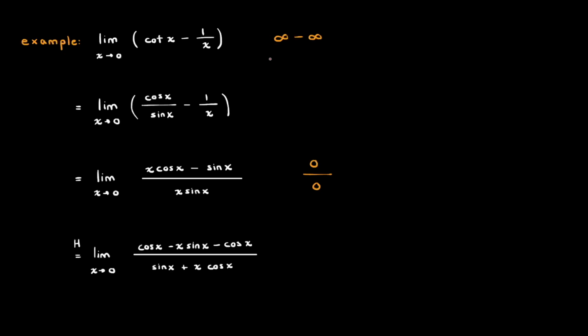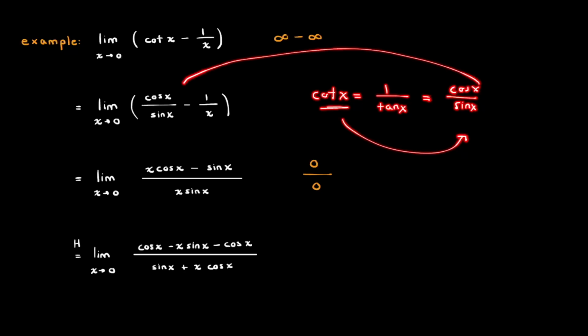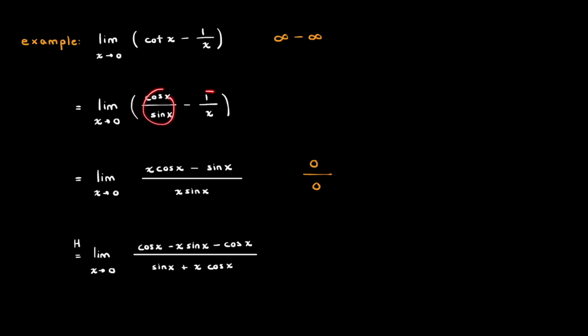Now here, it might not be as clear on how to get this into one big fraction, but just keep in mind that cotangent is 1 over tangent. And then you can also replace tangent with sine over cosine. So overall, we get cosine over sine. Right? So cotangent is cosine x over sine x. So we do the substitution over here, and now you can see that we do have two fractions. So we get common denominators, and we write as one big fraction.